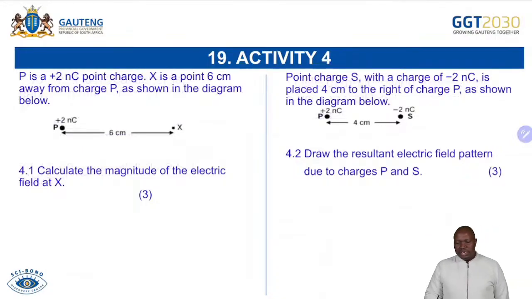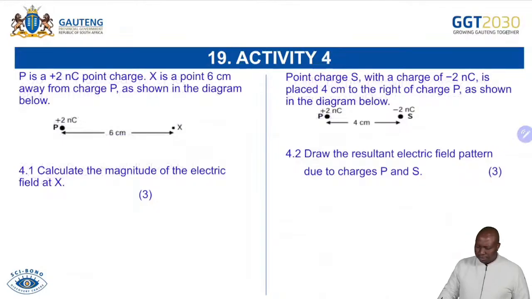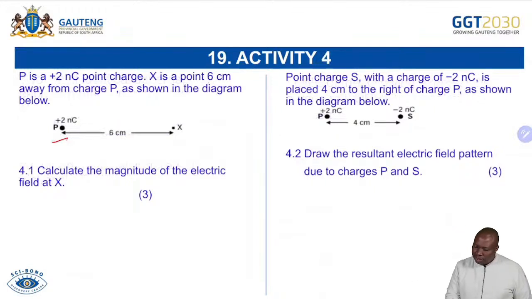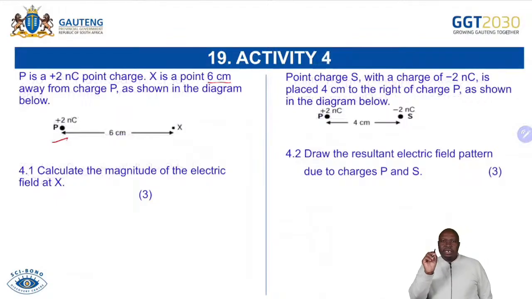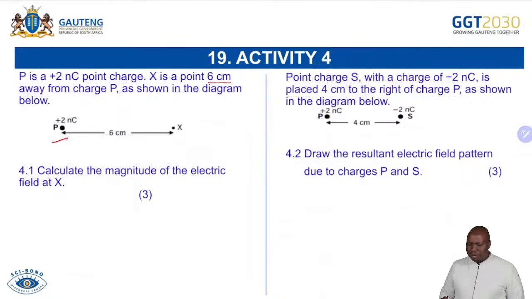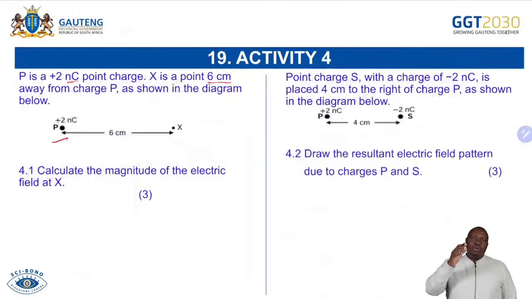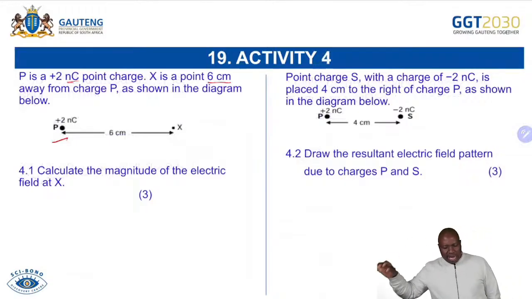Now, P is a 2 nanocoulomb point charge. So given this one is 2 nanocoulomb. It's 6 centimeters. It's important: correct SI unit. Don't forget that, because that's where we catch you, to say what is the meaning of nanocoulomb? What is the meaning of microcoulomb? What is the meaning of picocoulomb? So always have that, because when you're doing a calculation, you will convert to the relevant, correct SI unit.